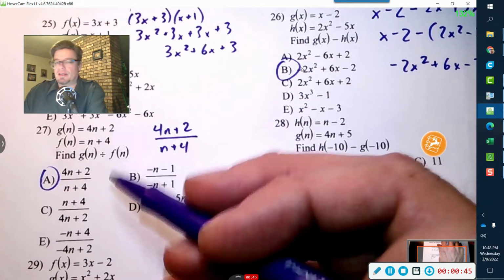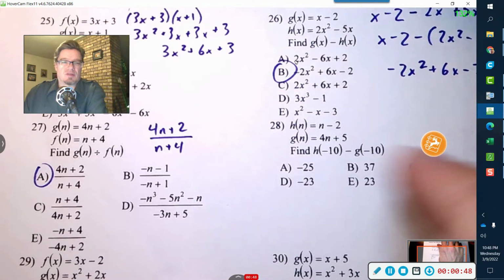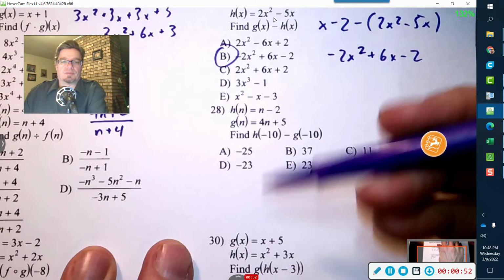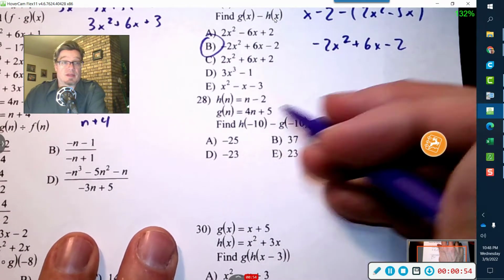I don't see easy ones like this on the SAT either. They usually just don't do division. They'll probably do composition, or something like this.